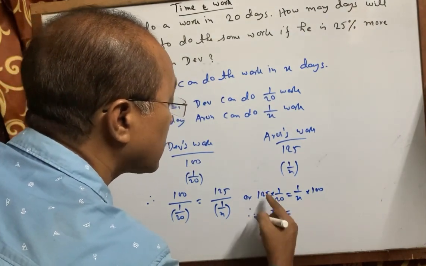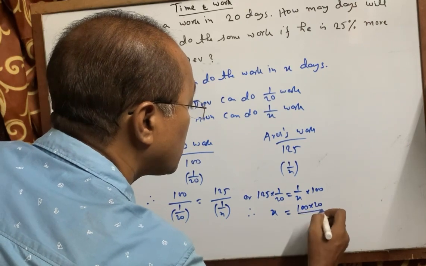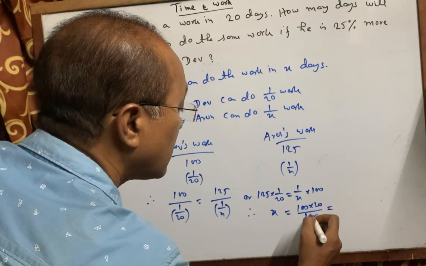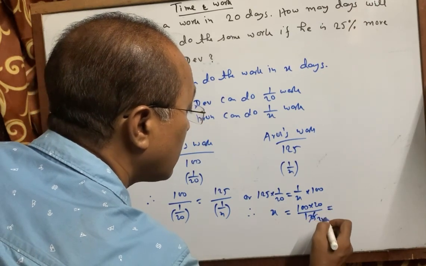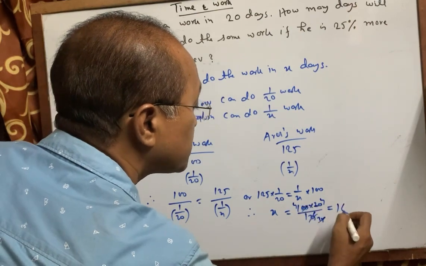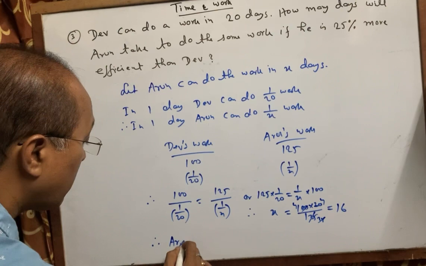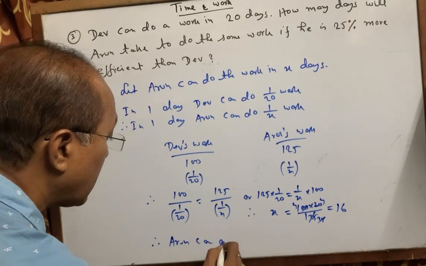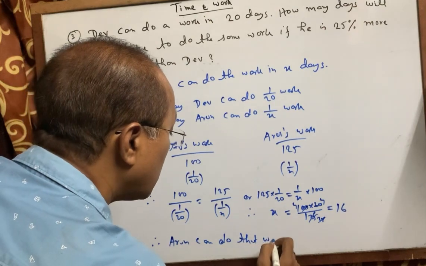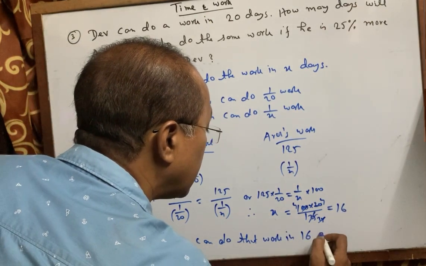Therefore, X is equal to 100 into 20 by 125, that is 16. Therefore, Arun can do that work in 16 days.